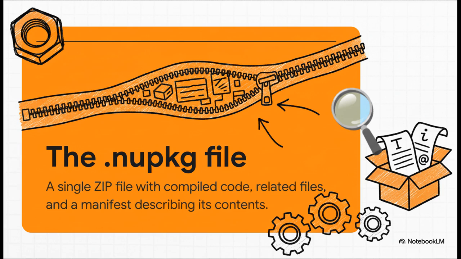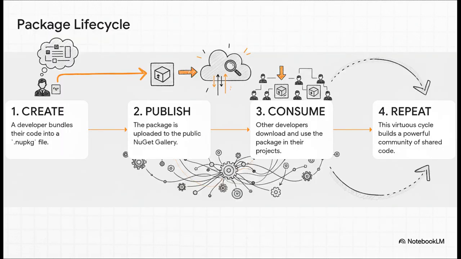That's it. No magic. Inside this zip file, you'll find the compiled code, some other related files, and something super important called a manifest. The manifest is kind of like the label on a food package. It tells NuGet everything it needs to know: the package's name, its version, and, critically, any other packages it depends on to work.